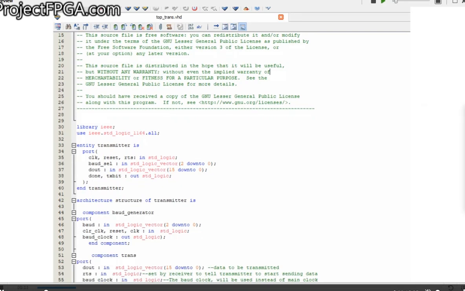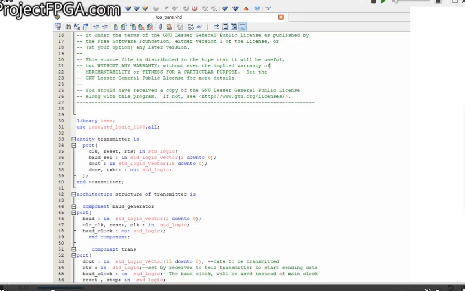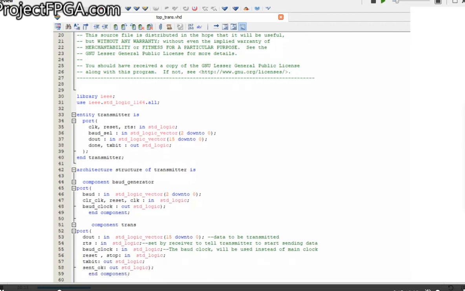This is the full code. I will also attach it to the course.